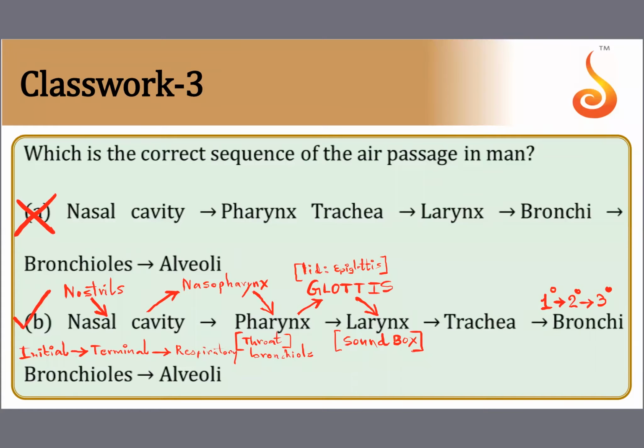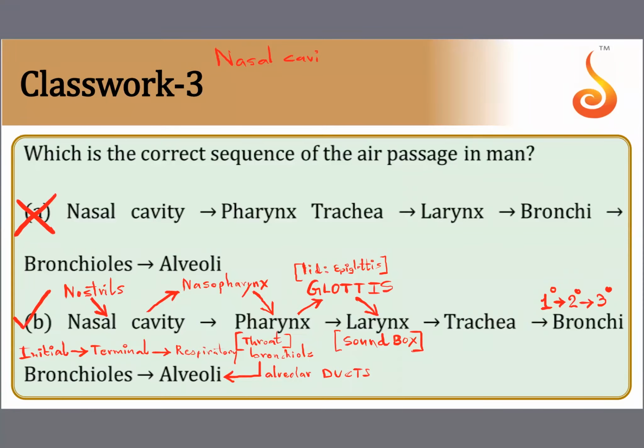So in bronchi, you have primary, secondary, tertiary. Then the tertiary branches into initial bronchiole. Initial bronchiole branches into terminal bronchiole. Terminal bronchiole branches into respiratory bronchiole. Respiratory bronchiole receives ducts from the alveoli. These ducts are called alveolar ducts. So they receive alveolar ducts from the alveoli. So where did we start now? We started from the nasal cavity.